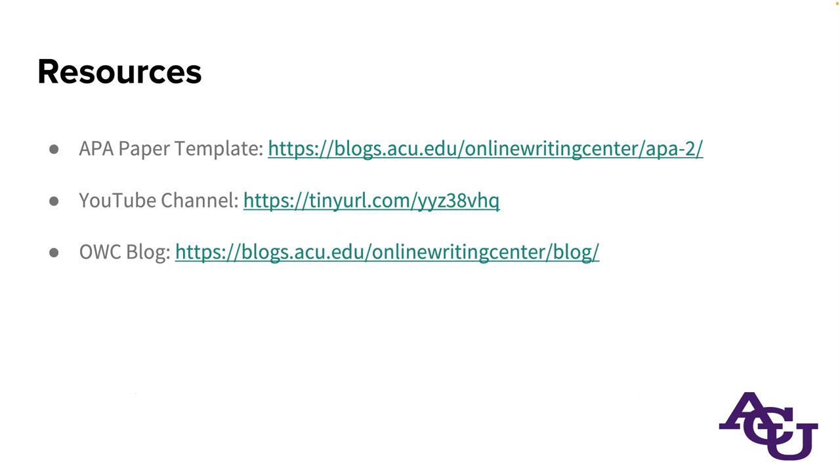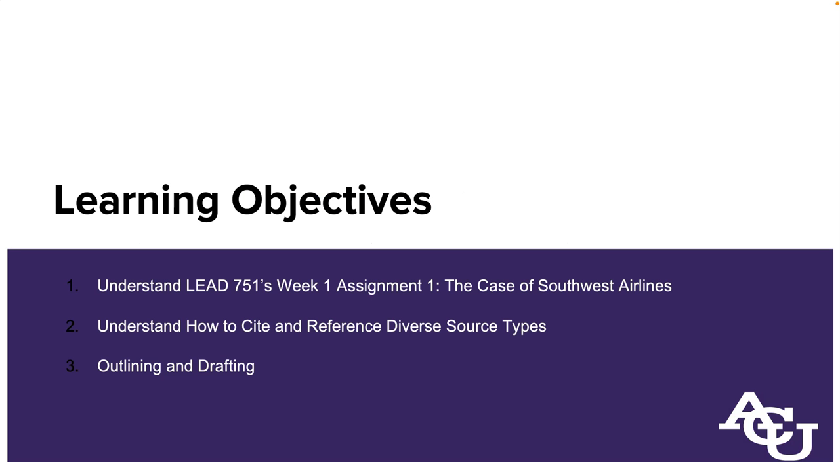You'll see me using the APA course paper template linked at the top here. So our first objective here is to understand the specific things being asked in the assignment we're using as a catalyst for our discussion. This is the Week 1 assignment from Leadership 751, The Case of Southwest Airlines. And this assignment requires that you draw upon, reference, cite, and write about a wide variety of sources.